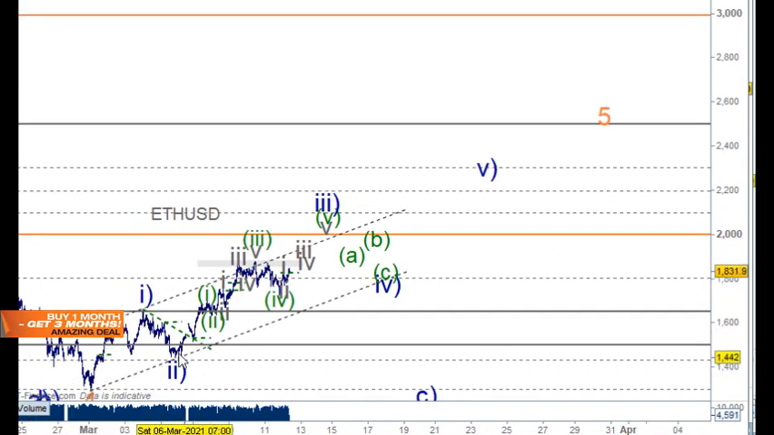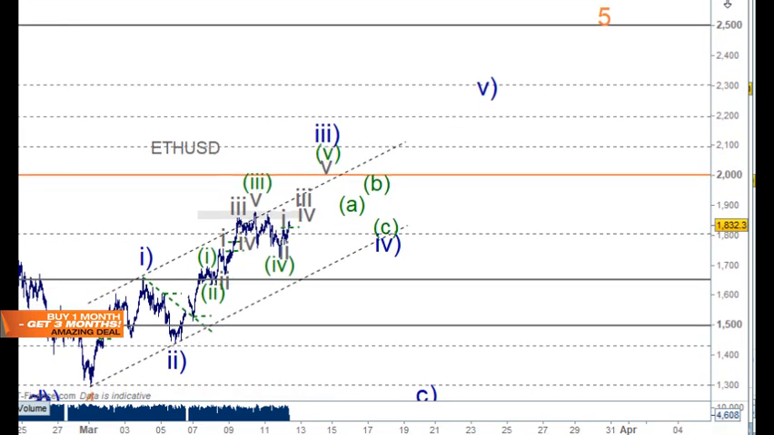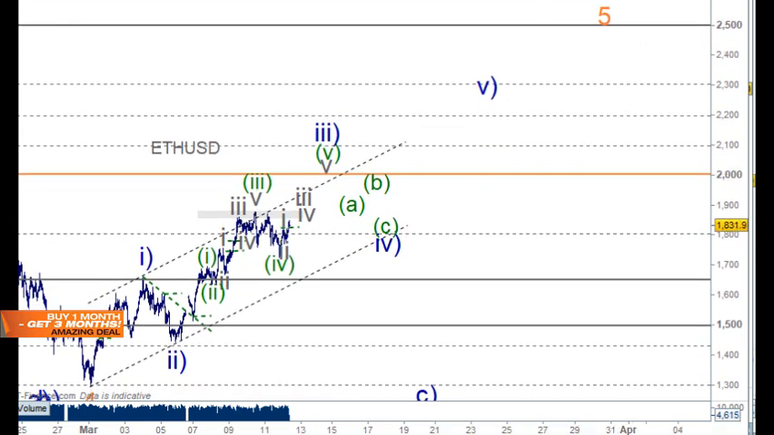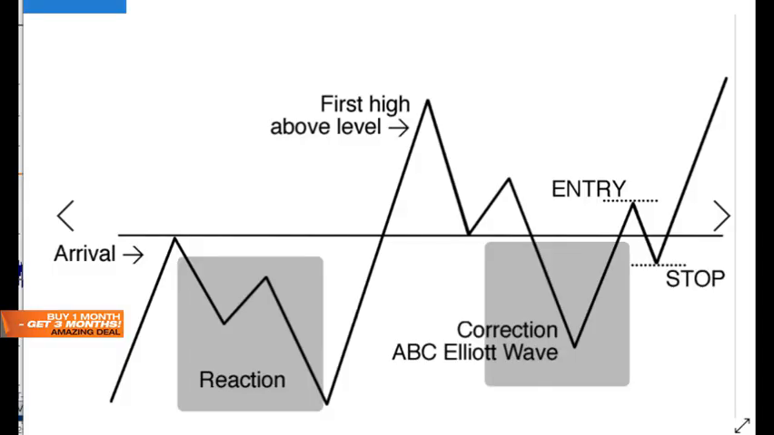Wave 1 is quite small, the extension's in wave 3, so we can also look at wave 1 and wave 5 being roughly the same. So I'm thinking of a classic trading levels pattern across here, so that means the classic trading levels pattern looks like this. If that's the 2000 there, this is going to be wave 3 here, the arrival, the wave 4 reaction, wave 5 coming up here as blue wave 5.